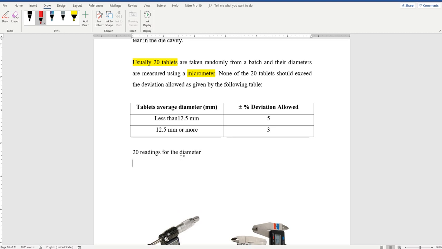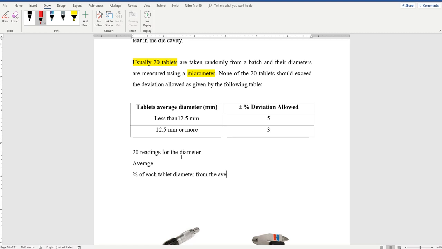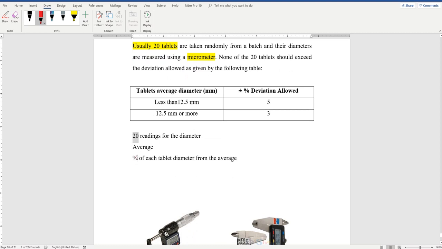Then what you do, you calculate the average. Then you calculate the percentage of each tablet diameter from the average. For example, if the average is 12 millimeter, that's the average, then you have to divide each of the readings of the 20 by 12 and multiply by 100% to get the percentage.